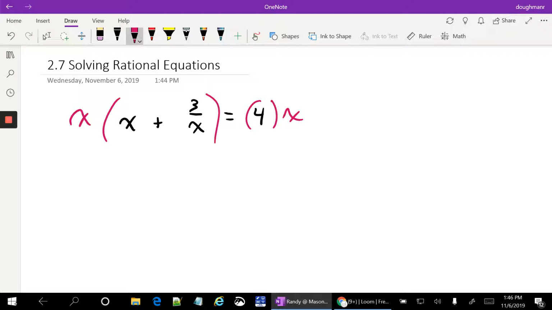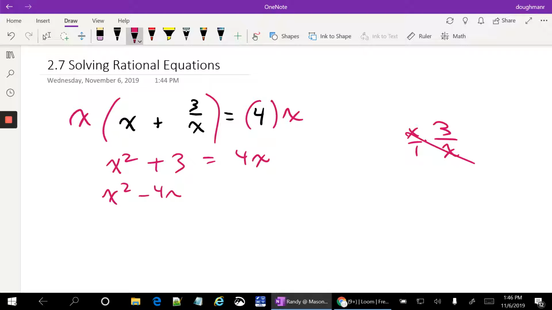On the left-hand side, I'm going to do x times x, which is x squared. Now x times 3 over x, I realize I got 3 over x times x. The x's go away, as you will see. So I'm left with x squared plus 3 equals 4x. Get everything to one side, subtract 4x.